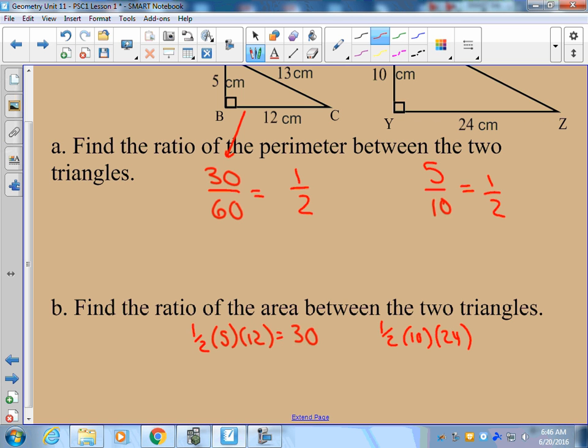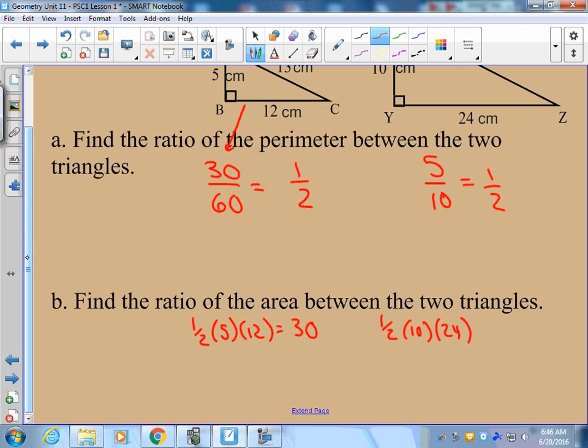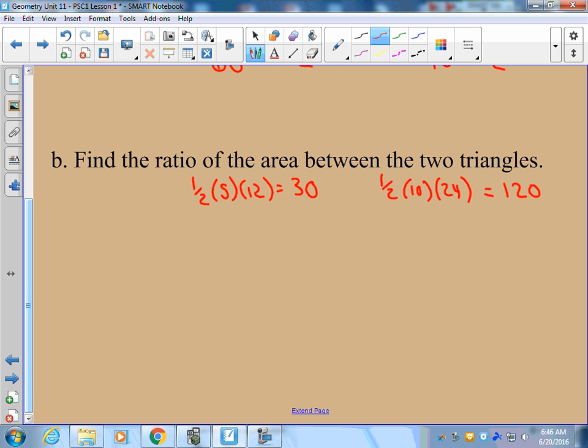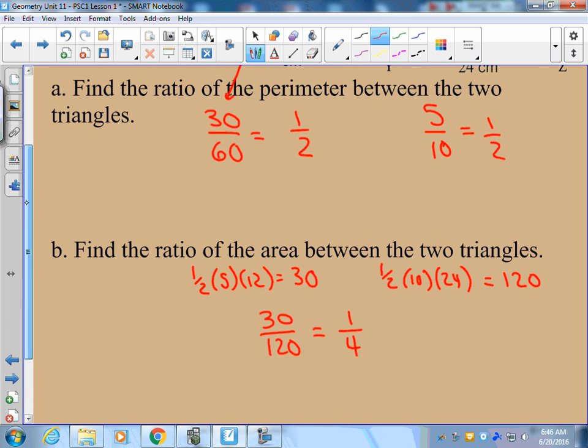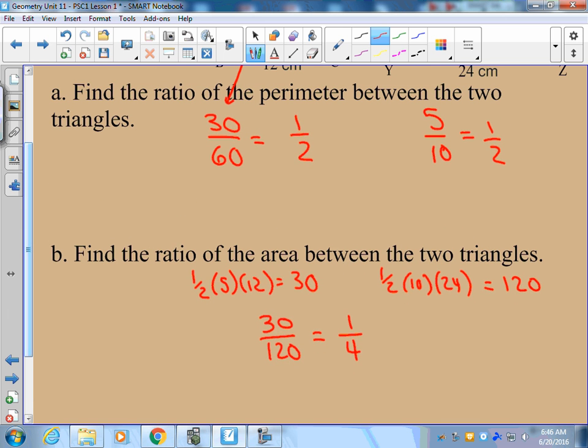Okay, so when we do that, 1/2 of 10 times 24, we've got 1/2 of 240, or 120. Okay, so now we've got our area values, and we're just going to turn them into a ratio. And then from there, we want to divide both by 30 because we want to get that ratio into simplest form. Okay, now, one thing we also want to notice is just that relationship piece.